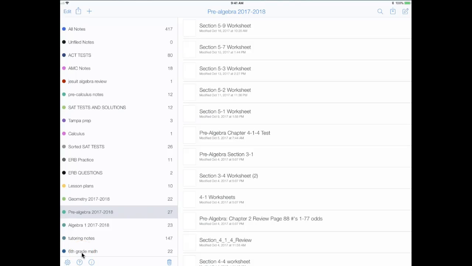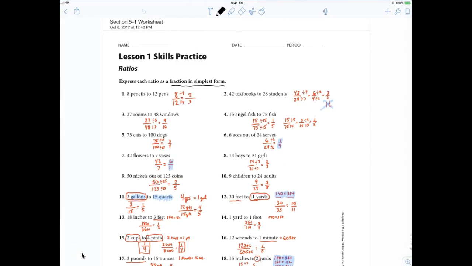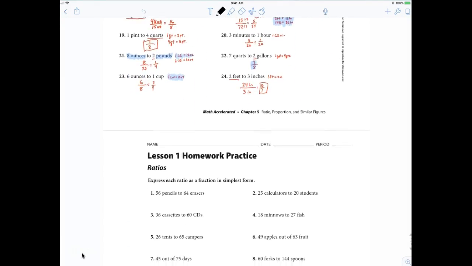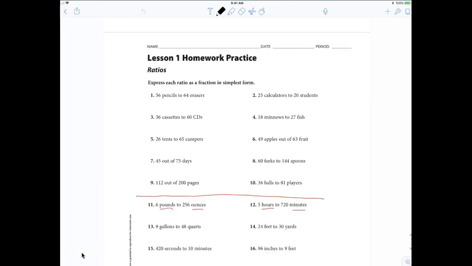You said it was worksheet 5-1? Yes. All right, so here we go, 5-1. Which one? Number 19 or number 17 on the second page.